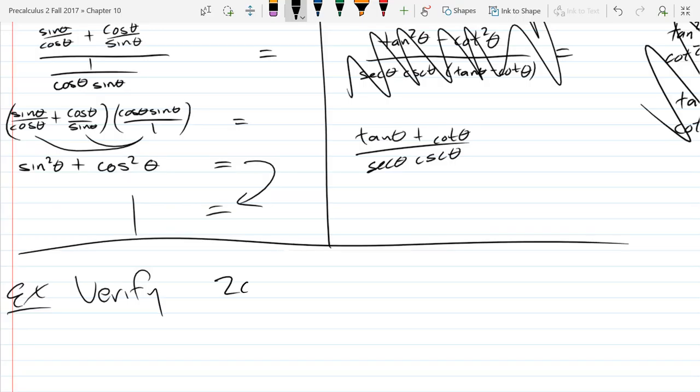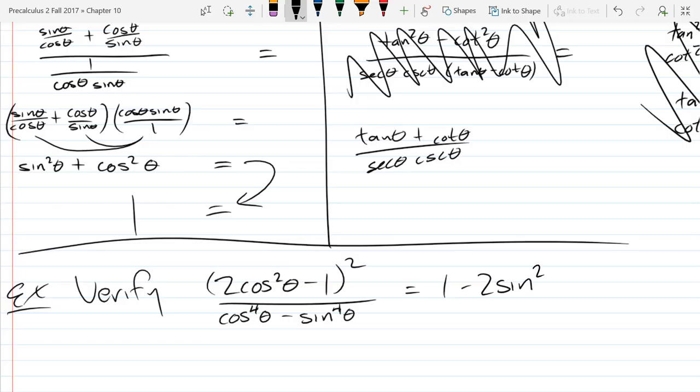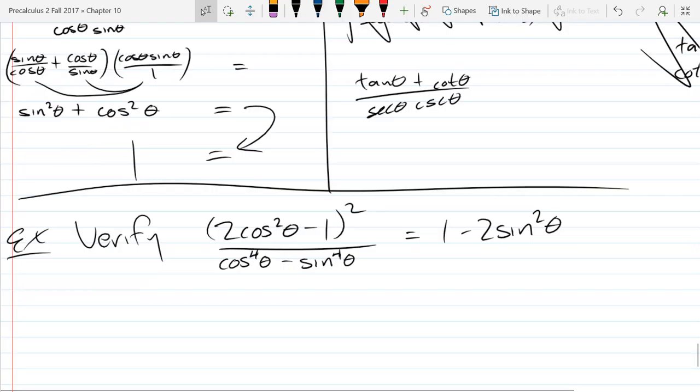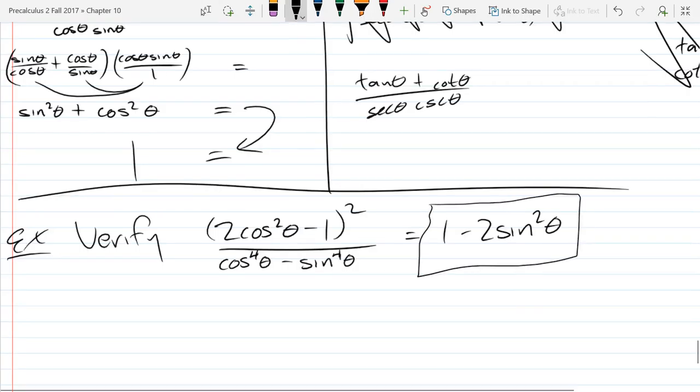Verify 2 cos squared theta minus 1 squared divided by cos to the fourth minus sine to the fourth. So cos to the fourth theta minus sine to the fourth theta equals 1 minus 2 sine squared theta. So more complicated side is the left, so I'm going to put the right side away and not touch it.